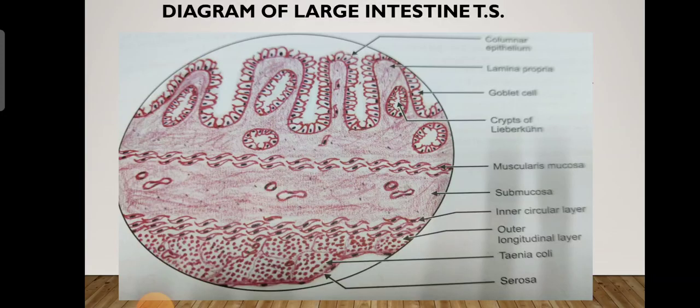Now this is the diagram that you can draw in your histology files. This is the diagram for the large intestine TS. Here again we see all the 4 layers of the large intestine.